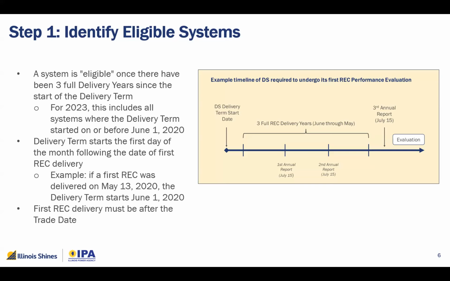The delivery term starts on the first day of the month following the date of first REC delivery. So for example, if a first REC was delivered on May 13th, 2020, the delivery term would start on June 1st, 2020, and same for any date throughout the month of May. And just a reminder, first REC delivery must be after the trade date to count.